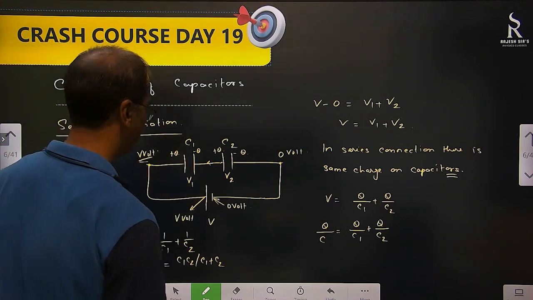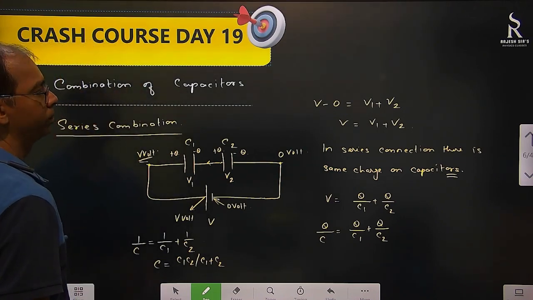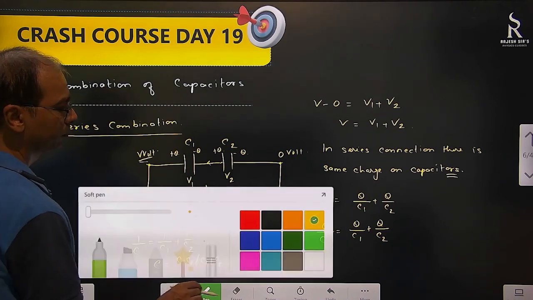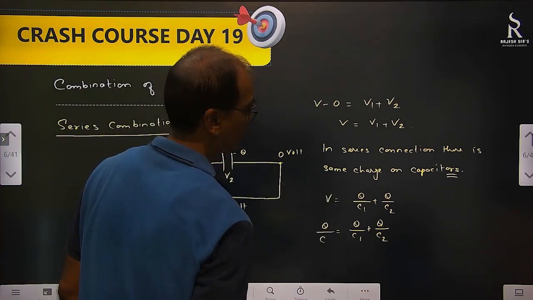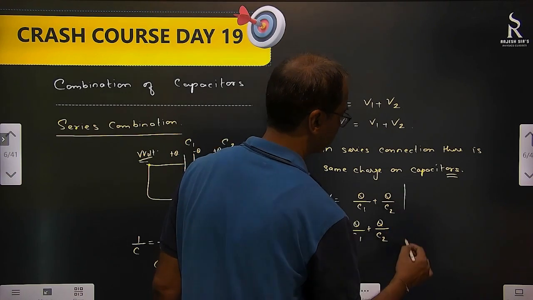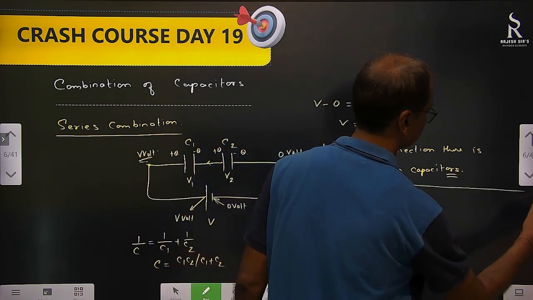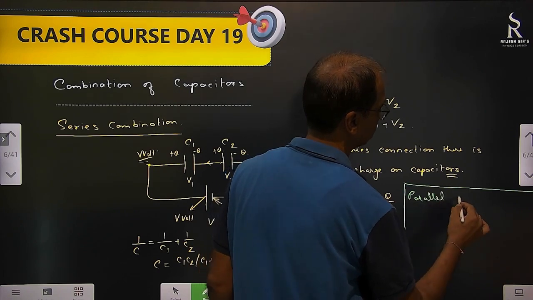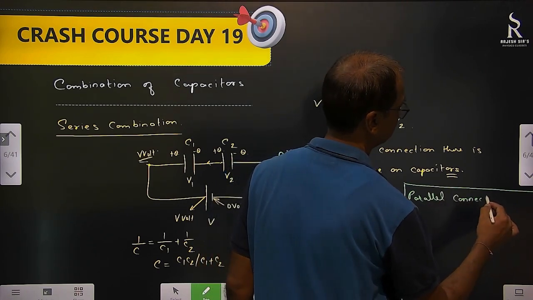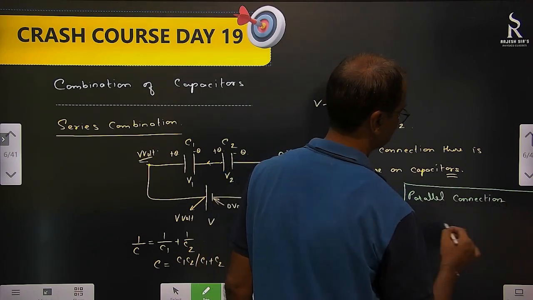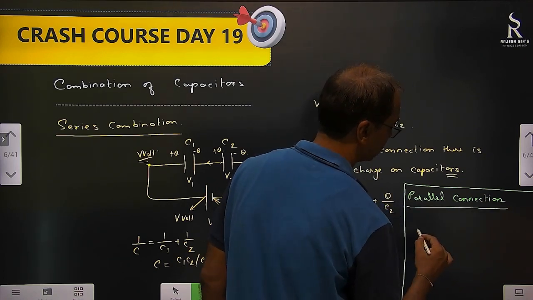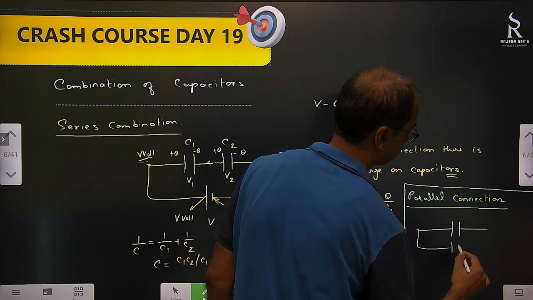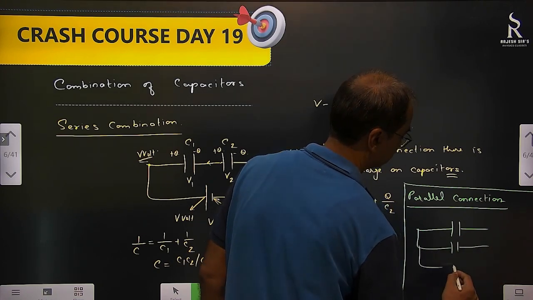So parallel connection, when we do, you will see here. Parallel connection. Right. And in parallel connection, what happens? We have same potential difference across capacitors. This is battery.